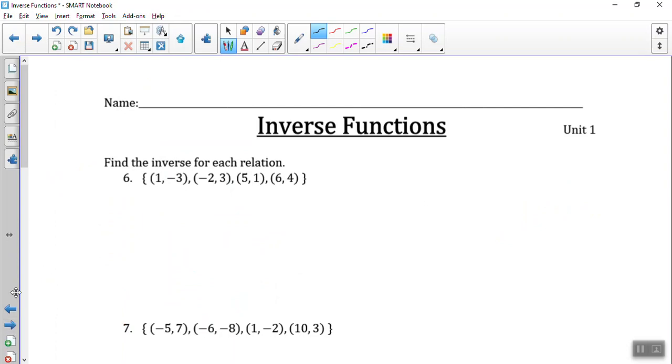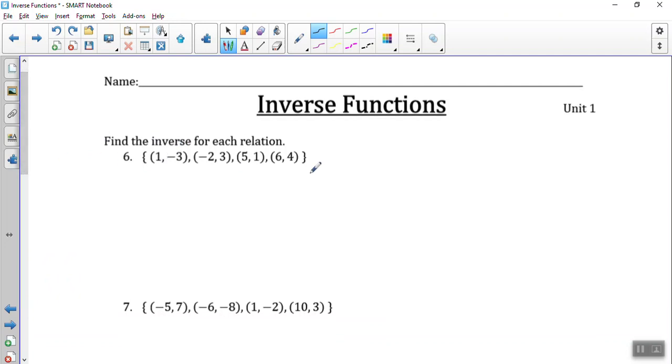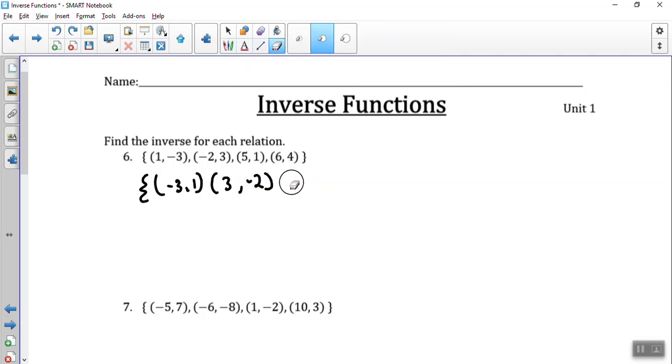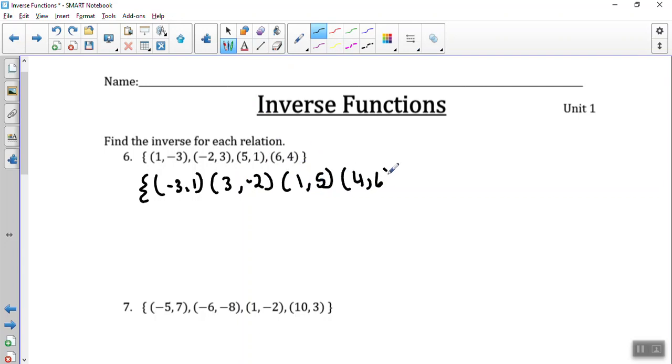faster. So on the next page, sometimes you'll be given a problem like this where you have listed some coordinates and you're asked to find the inverse. So this is an easy problem. All you have to do is switch them. By definition, inverse function means x and y get switched. So that's all I'm gonna do here. Negative 3 goes to 1, 3 goes to negative 2. Be careful here to keep your negatives, don't drop them. 1 goes to 5 and 4 goes to 6.